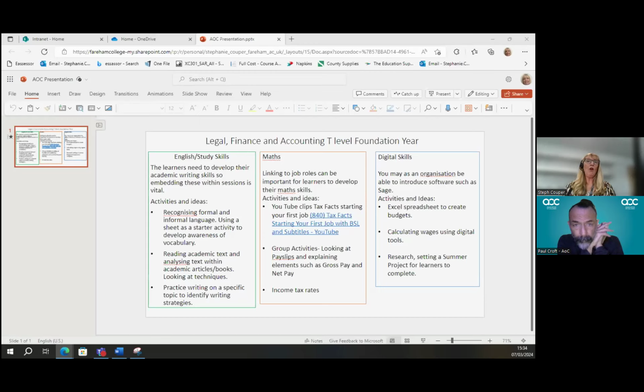And then moving on from that, we'll get them to practice writing about a particular topic. Whatever that might look like in relation to where you are in the current curriculum that you're delivering, then applying what they've learned from doing those techniques and building on that information.